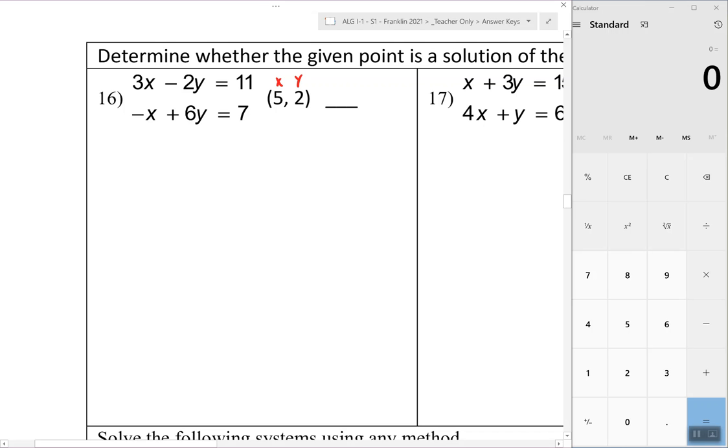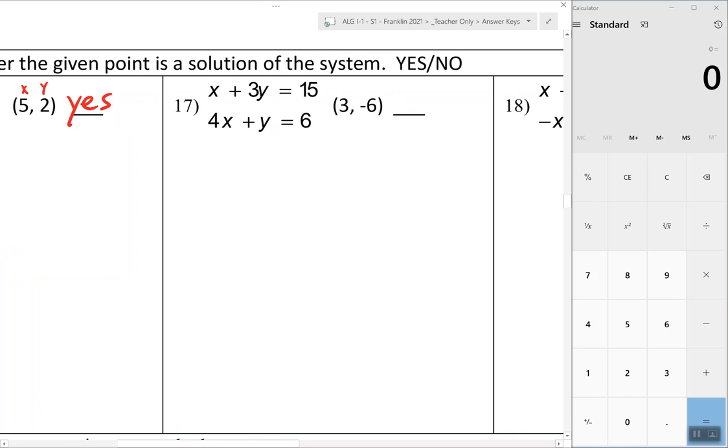So 3x, that's 15, minus 2y, that's 4. Does that equal 11? Yep. And then negative 5 plus 6 times 2 is 12. Does that equal 7? Yep. So this is a solution.